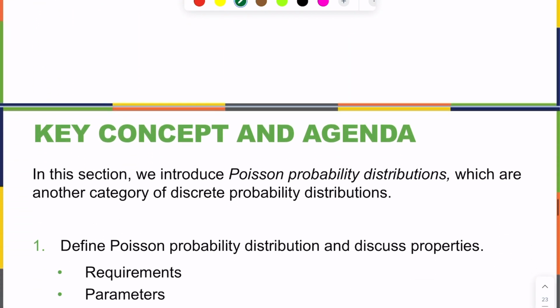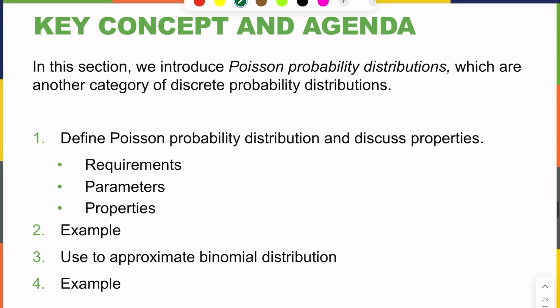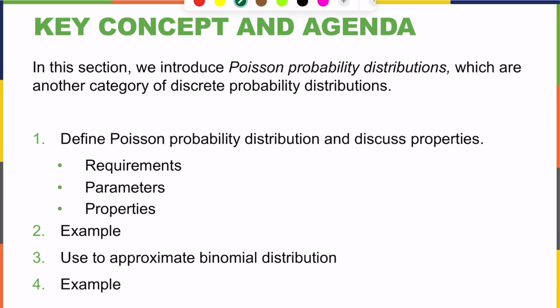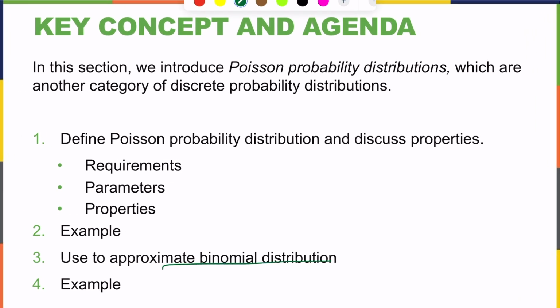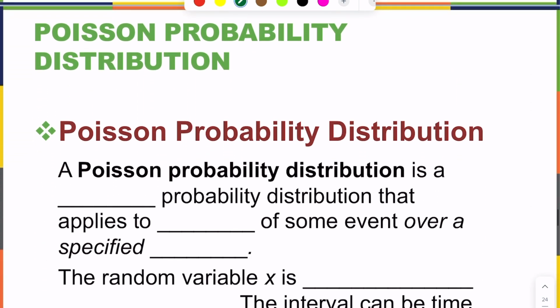Okay. All right, key concept and agenda. So what we're going to do, we're going to talk about the Poisson probability distribution, which is another category of discrete probability distributions. We'll define the Poisson probability distribution. We'll discuss its requirements, its parameters, and its properties. Then we're going to look at an example, and then we'll discuss how it can be used to approximate the binomial distribution, and then we'll go to another example.